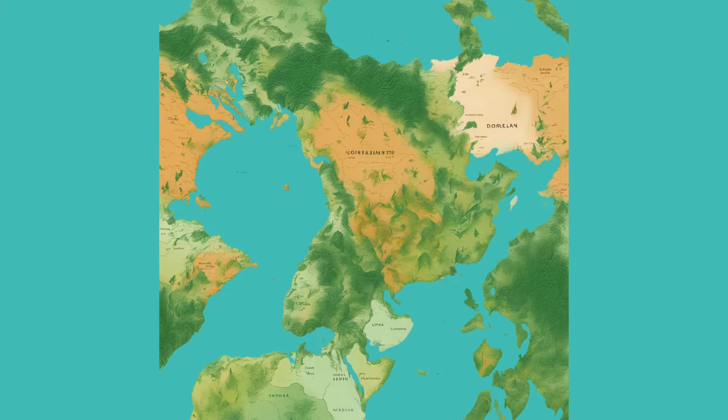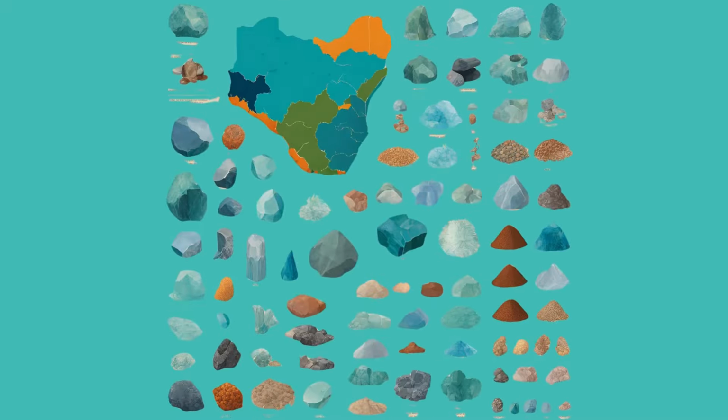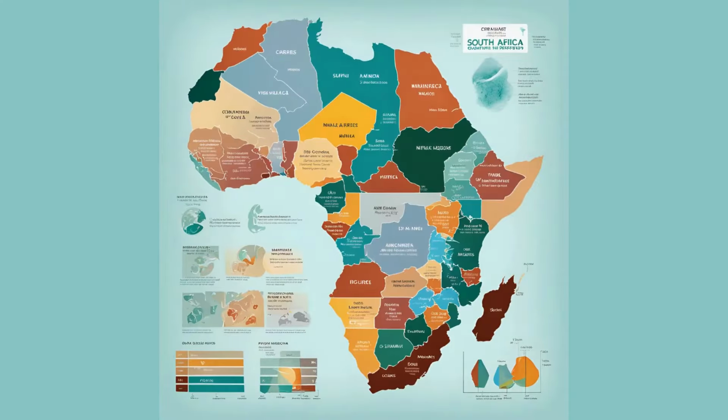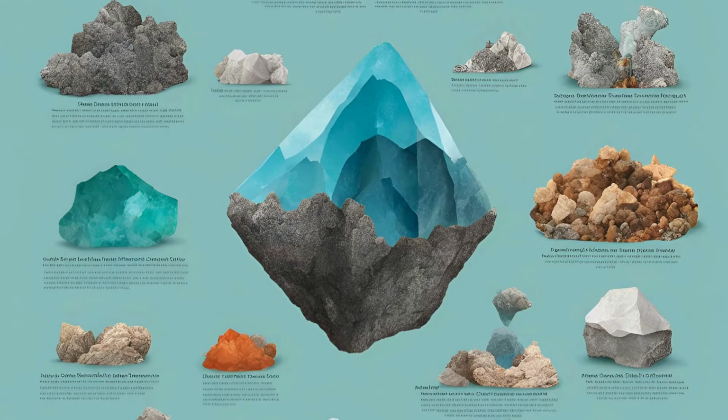Makes sense. Did you know South Africa is a top producer of gold and platinum? Those minerals have had a big impact on the country's economy and history. Wow, I didn't know that. It's amazing how the geology of a place can shape its development, isn't it? Absolutely. It's fascinating how the resources beneath our feet can influence entire societies.